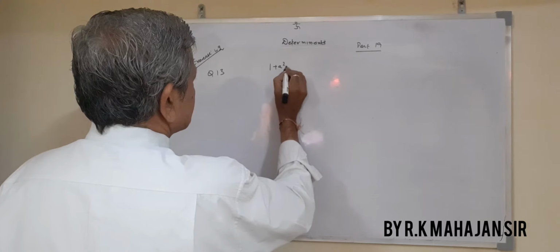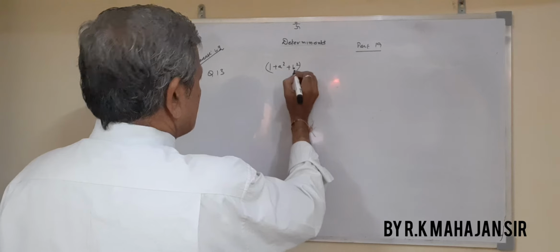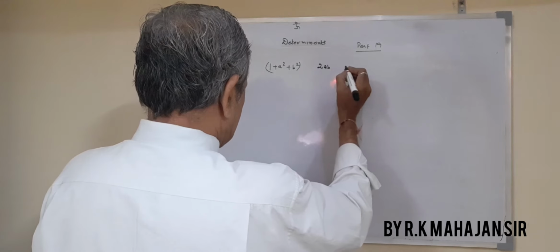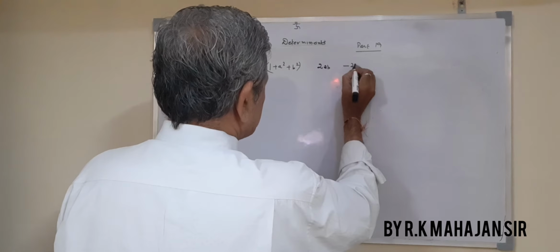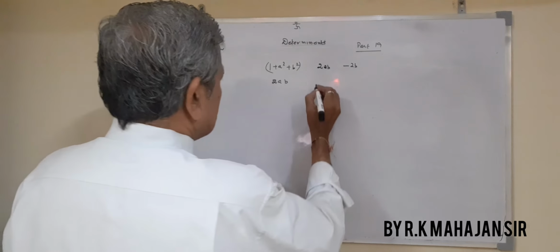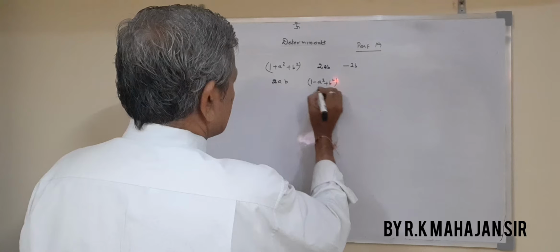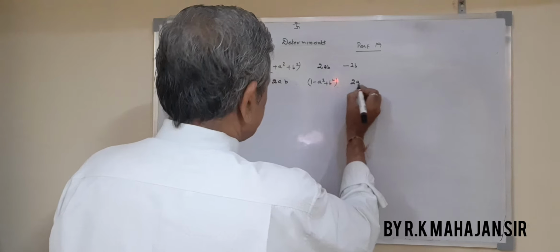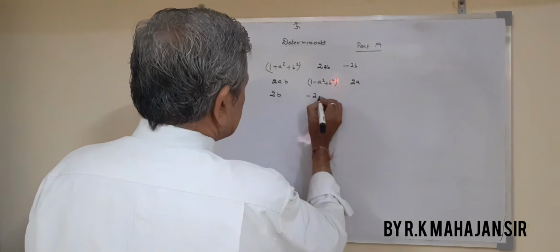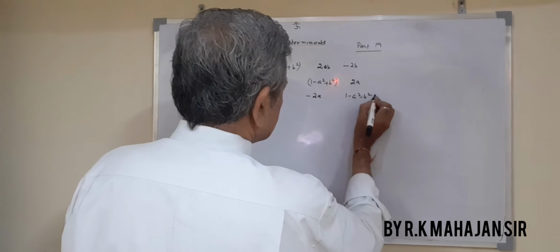1 plus a square plus b square, then 2ab, then minus b, minus 2b, then 2ab, then 1 minus a square plus b square, then 2a, then 2b, minus 2a, 1 minus a square minus b square.